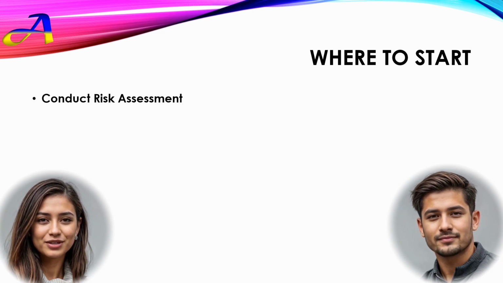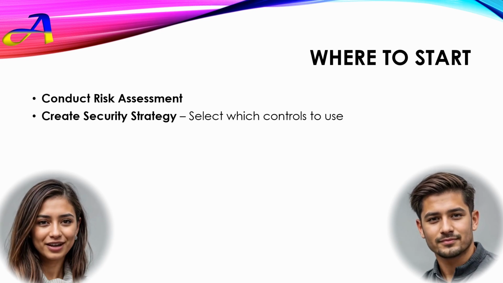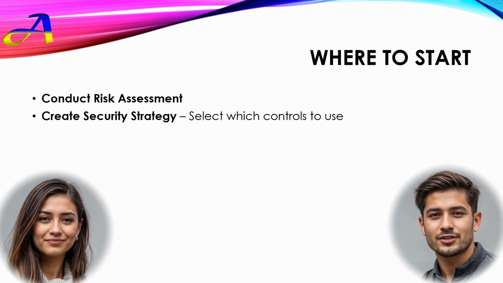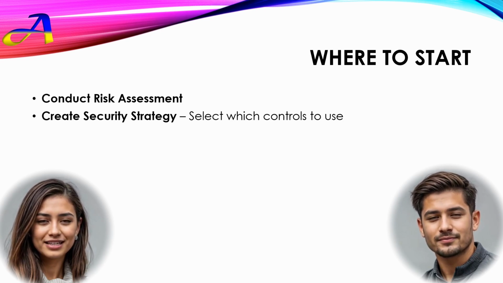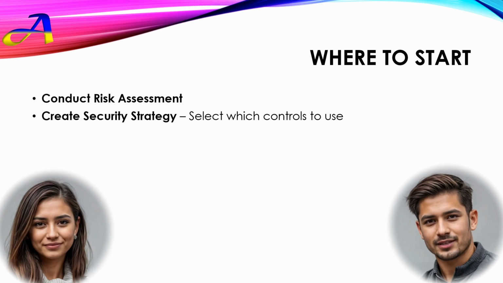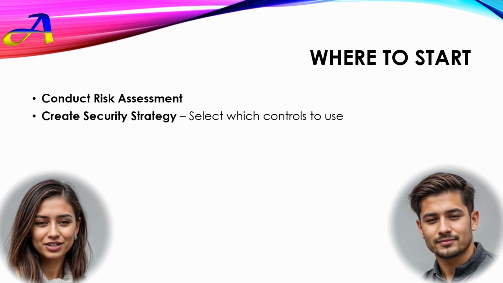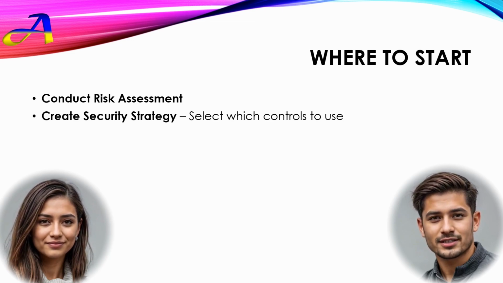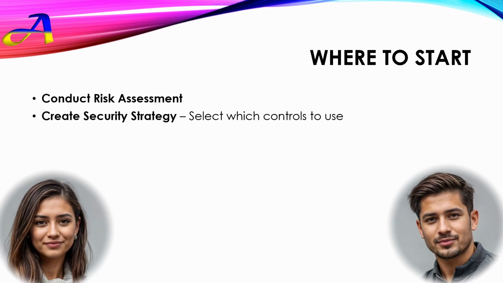Once you have a good understanding of that, then you can start to develop a security strategy. That's where you figure out which controls to use. You're choosing the controls that are going to best mitigate those risks. So it's all about being strategic. It is. It's not just about throwing a bunch of controls at the problem and hoping for the best. It's got to be tailored to your specific needs. Absolutely. Every organization is different. So we've done our risk assessment, we've got our strategy, we've implemented our controls. Are we good now?